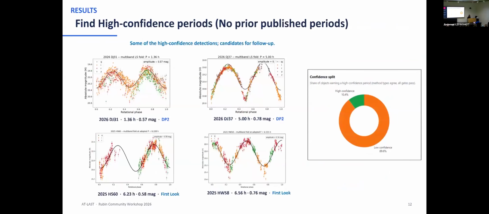So moving on beyond the 74 asteroids, I plotted the full data set in the first look and the DP2. And here I've shown some examples of my high confidence levels that have no prior published periods. So for context, out of the about 5,000 asteroids which I attempted to find a period, only about 10% I found a very reliable period. And you can see two examples here from the DP2, as well as two examples from the first look.